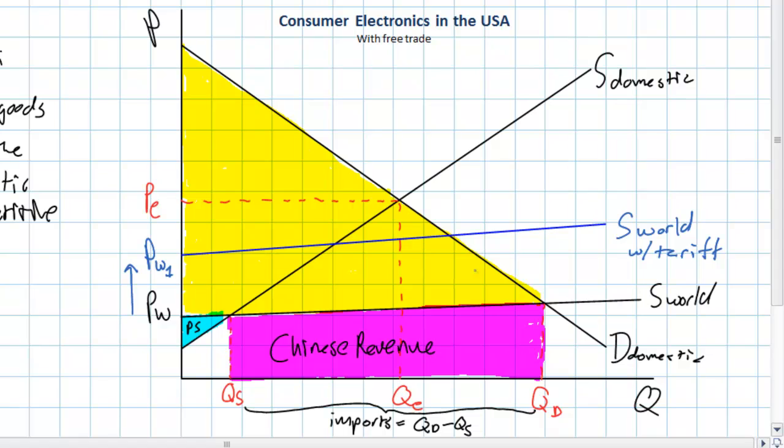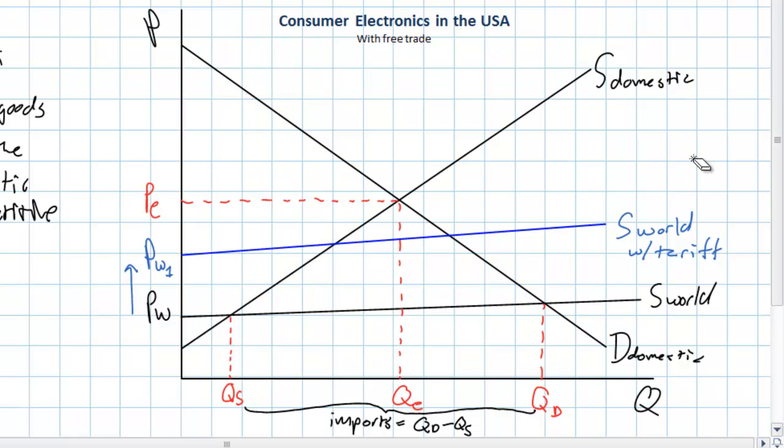Now we're going to clean up the graph here, get rid of these colored triangles, and do a new analysis of consumer surplus in the United States, domestic producer surplus, and the effect that the tariff will have on Chinese revenue among the firms exporting electronics to the US before and after the tariff. So what impact did the tariff have on domestic consumer surplus? You'll recall that consumer surplus before the tariff was a very large yellow triangle. Now we can see that at the higher world price of PW1, the area representing American consumer surplus will be a smaller triangle. Consumers are made worse off by the tariff on imported electronics.